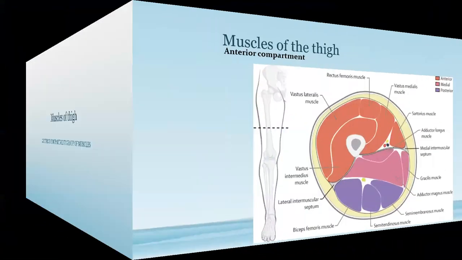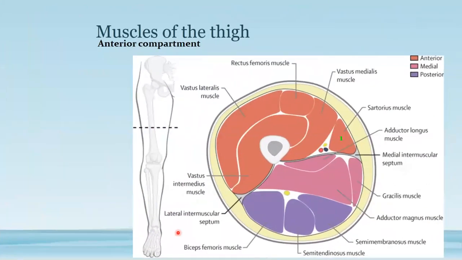Okay, let's go to the anterior compartment of the thigh first. The first is the sartorius muscle. Second, vastus medialis, rectus femoris, vastus lateralis, vastus intermedius, and what is not seen in this cross section is the pectineus muscle, psoas major, and iliacus muscles.